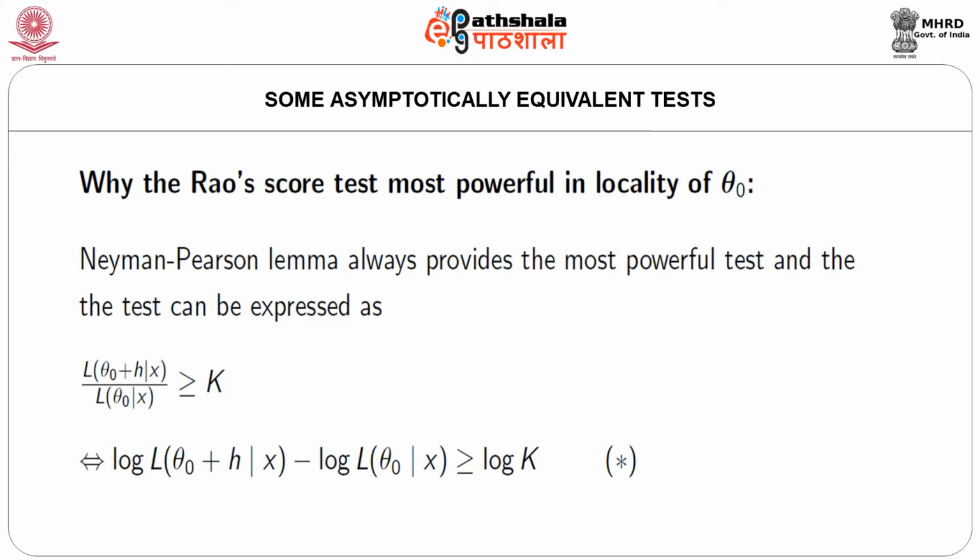Naturally, a frequently asked question is why Rao's score test is the most powerful in the locality of θ₀. To answer this question, we know that the Neyman-Pearson lemma always provides the most powerful test, and the test can be expressed as the likelihood function L at θ₀ plus h given x divided by the likelihood function L at θ₀ given x. This ratio is greater than or equal to k, and this is equivalent to saying the log of this ratio is greater than or equal to log of k. Suppose we denote this expression by star.